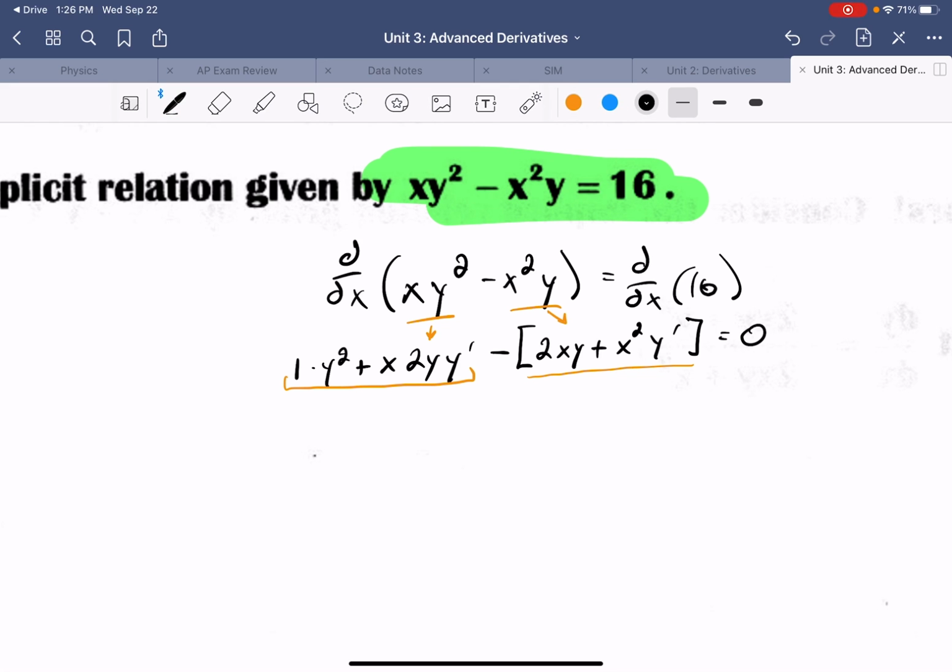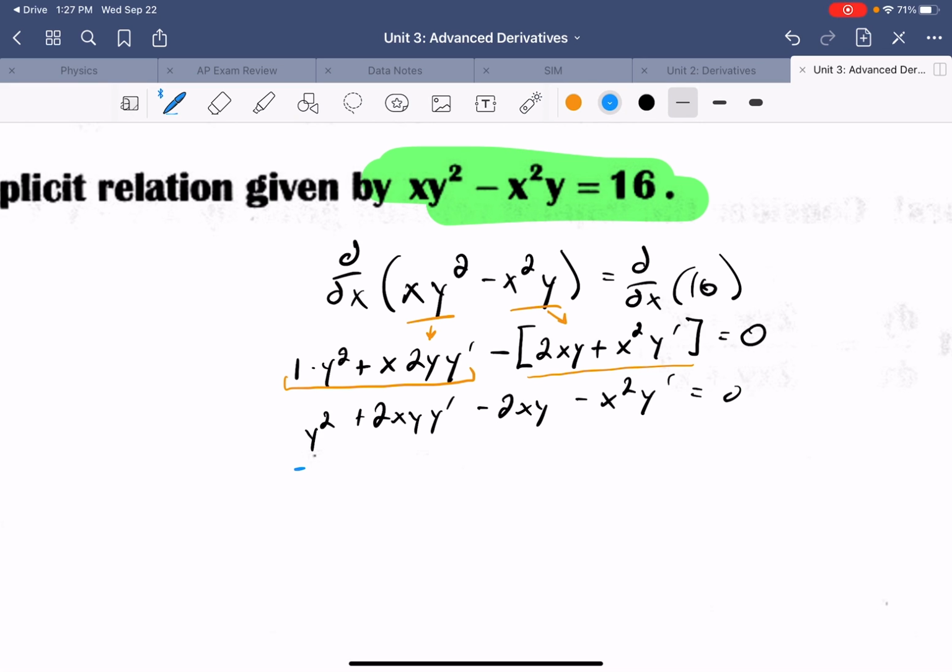So let's clean this up a bit. 1 times y squared, well, that's just y squared. We have a 2xy y prime. I'm distributing this negative, so it's negative 2xy, and then a negative x squared y prime. And now we need to collect our terms. We want all the y primes to be on the left. Any term with y prime is on the left. Anything without a y prime is on the right.